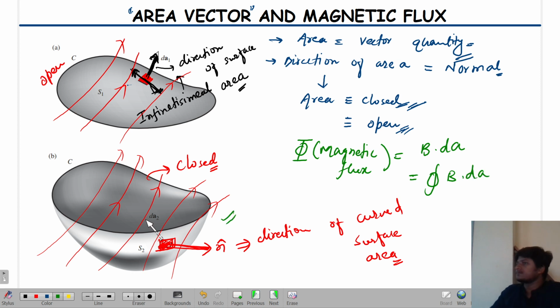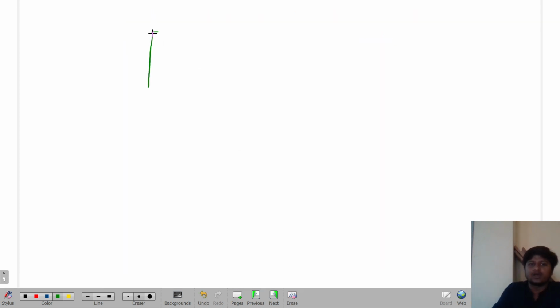Got it or not? Yes or no? Is that correct? Now, remember that the total magnetic flux for any kind of closed surface is how much? Just like the previous case, let's suppose you have a cube, okay? If you have a cube, try to understand.